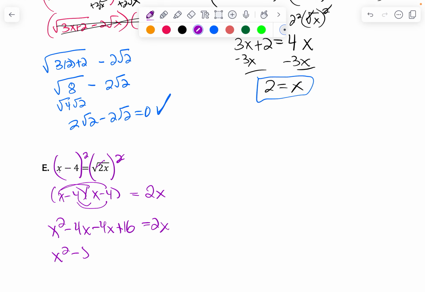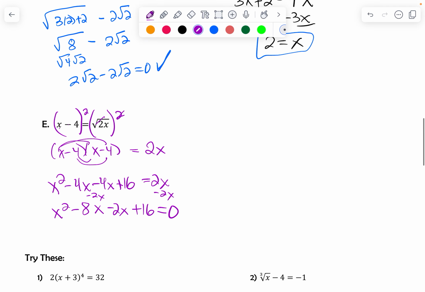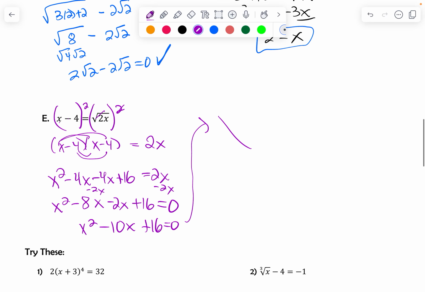X squared minus 8x. We really want to bring this on this side. So minus 2x plus 16 equals 0, because I can't factor unless I get down to a 0 on the other side. So I get x squared minus 10x plus 16 equals 0. Now we're back to unit 1. I hope you don't try to quadratic formula this. I would hope that you can diamond, or you can see the factor that we've done these enough.